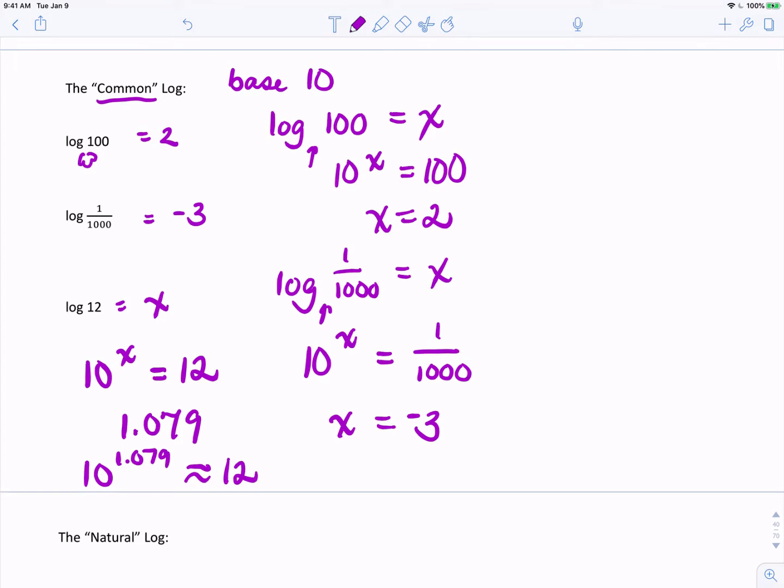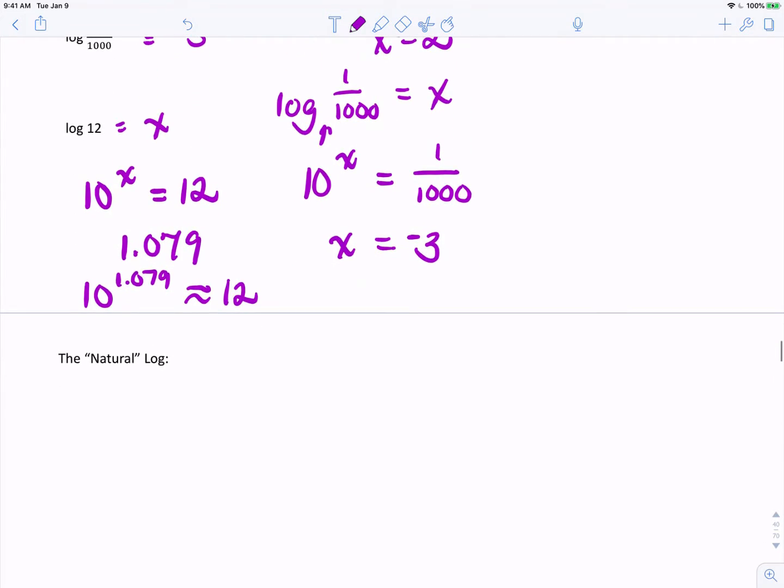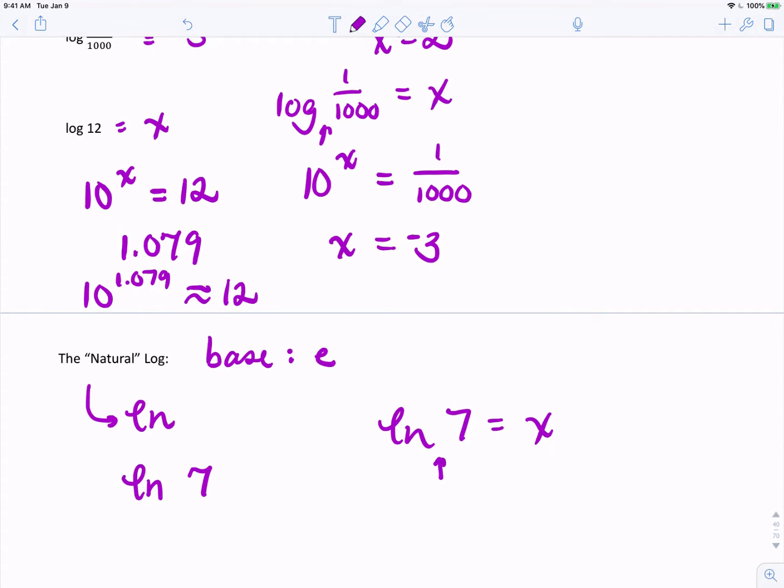Now the other log on your calculator is what's called the natural log. In the natural log, the base is understood to be the Euler constant e. To distinguish between the common log and the natural log, the abbreviation ln is used for the natural log. So when we type something like natural log of 7, we're asking: e to what power would give us something very close to 7?